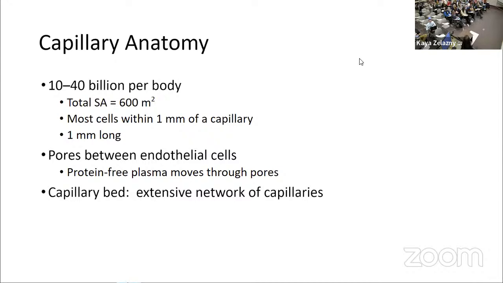A capillary bed is just a bunch of these all together, a big network of capillaries. We saw some when we thought about our portal systems when we were talking about our endocrine unit. So those were two capillary beds we looked at.